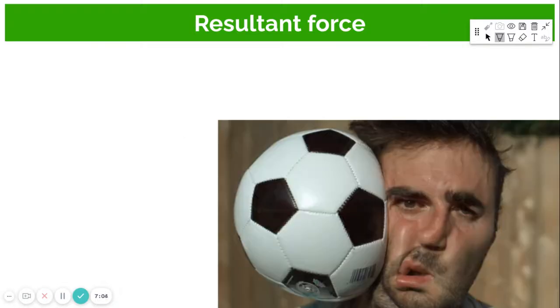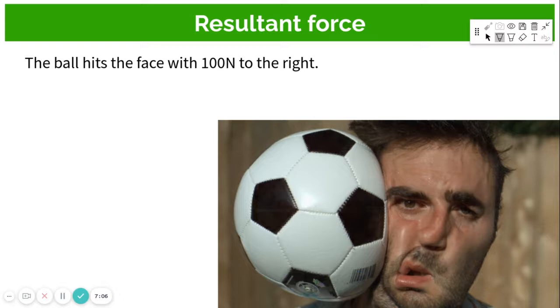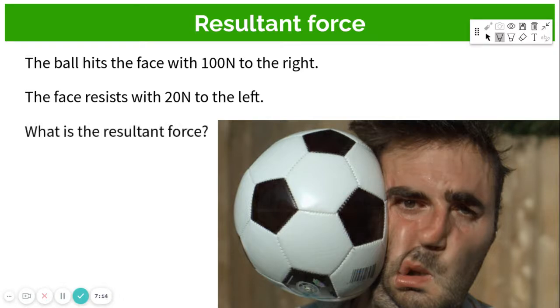All right, last one. So the ball hits the face with 100 newtons to the right. The face resists with 20 newtons to the left. What is the resultant force? Please pause the video and try and work it out. All right, fantastic. The answer will be 80 newtons to the right. Okay, so going that way, to the right, 80.